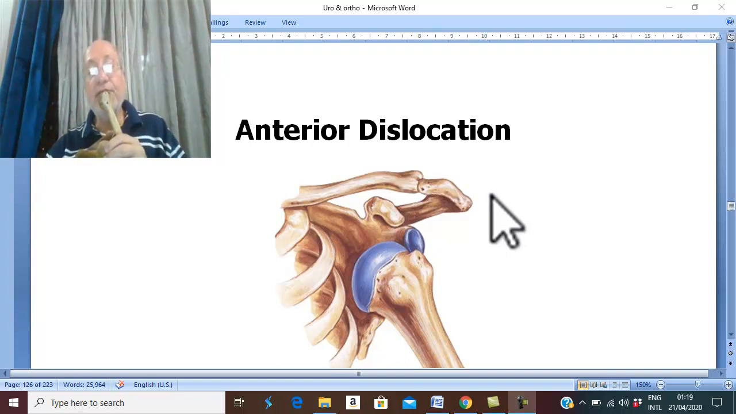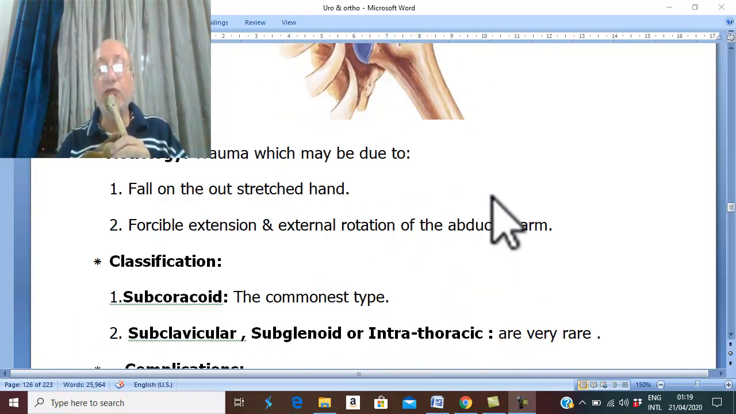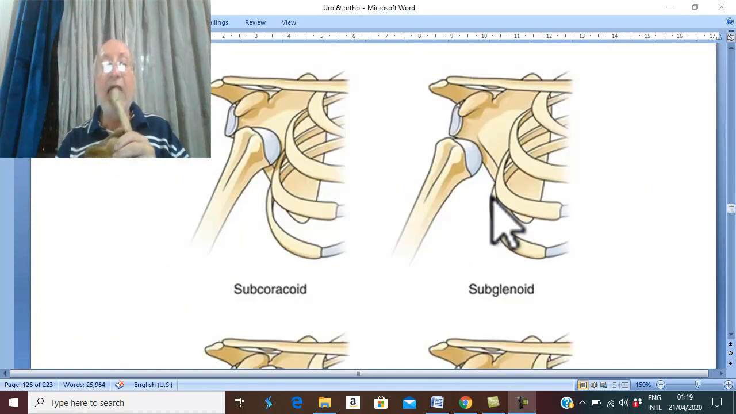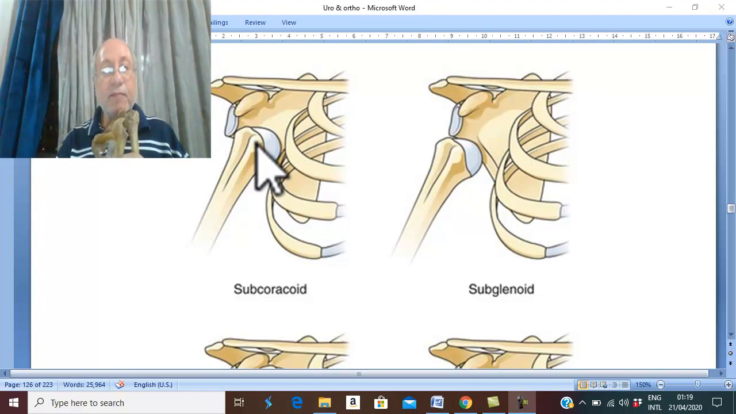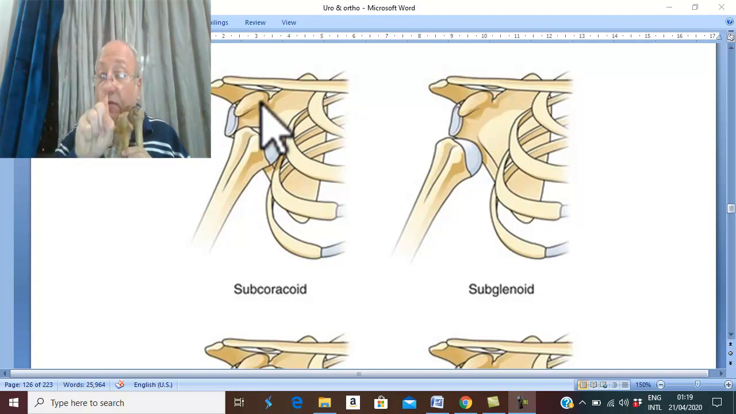What are the types of anterior dislocation? Usually and commonly, the head of the humerus is dislocated anterior to the glenoid cavity. Just the head of the humerus becomes below this bone. What is this bone? This bone is called the coracoid process. And because the head of the humerus is below the coracoid process, this is called subcoracoid dislocation.